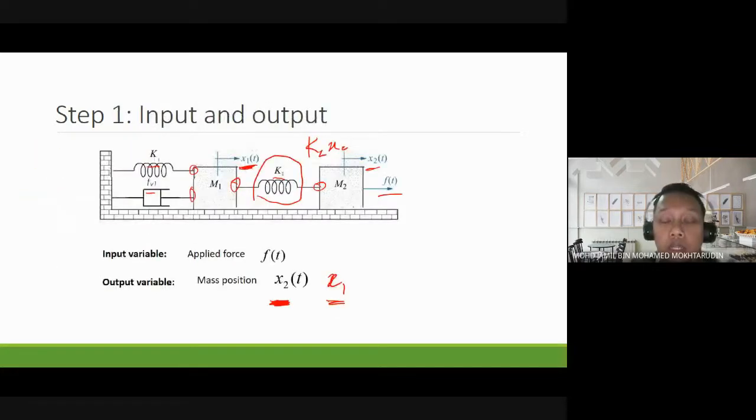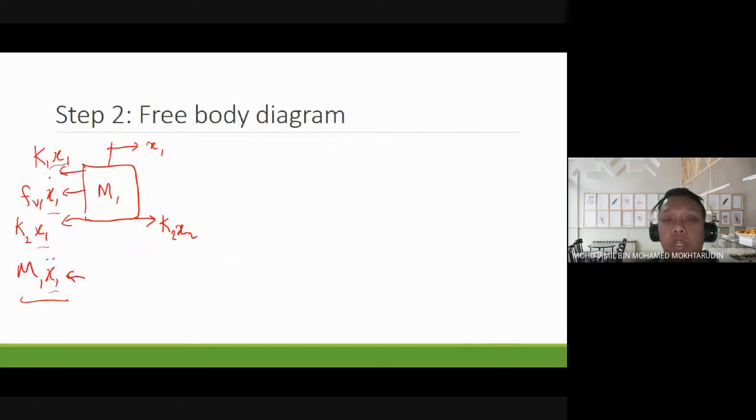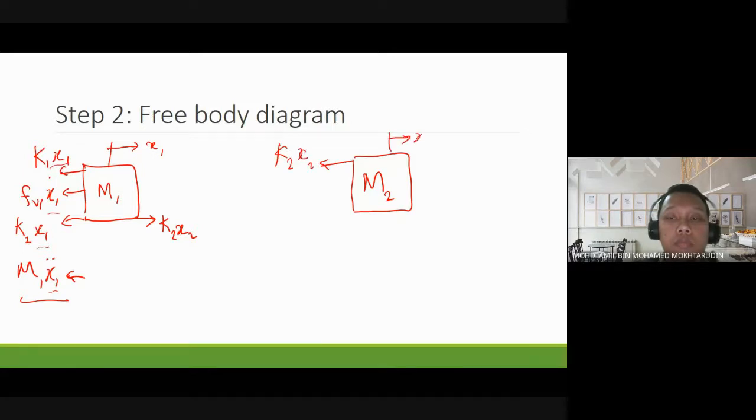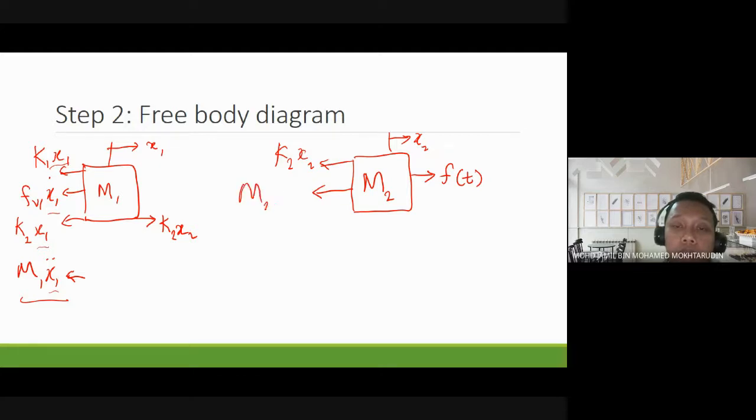Now we look at body number 2, M2. On M2, we have one element, which is spring K2, and we have the input force Ft. So we can draw the free body diagram for M2. On M2, we have K2 x2, and the input force Ft. And don't forget the inertia from M2, so we have M2 x2 double dot.